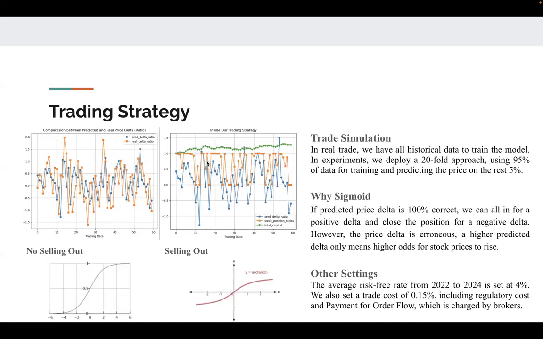And next, let's look at the trading strategy. We will map the predicted price delta to the next day's stock position using a sigmoid function.